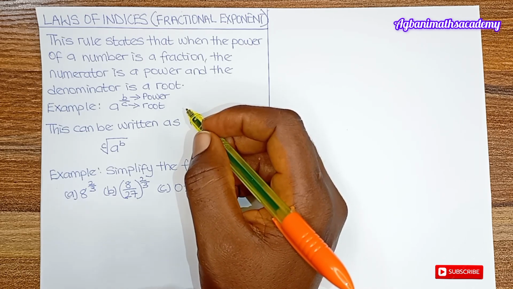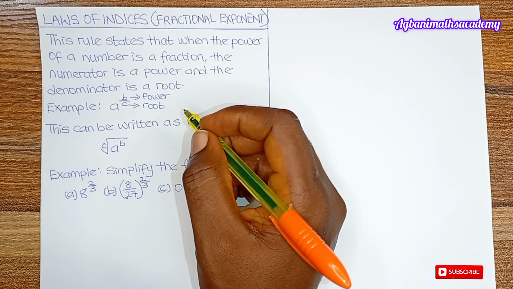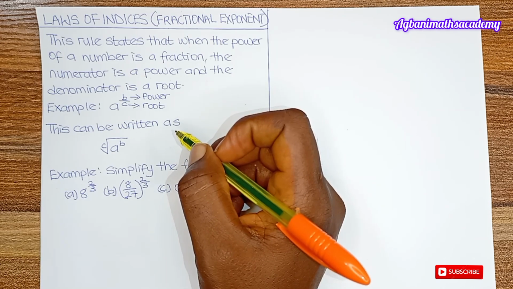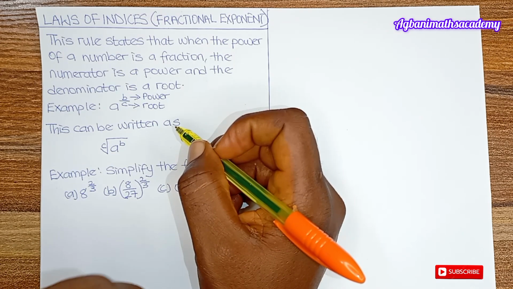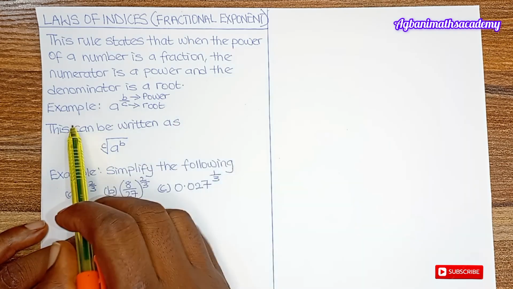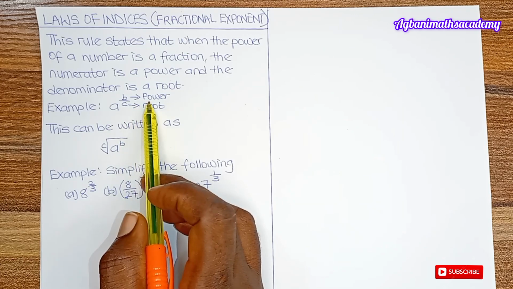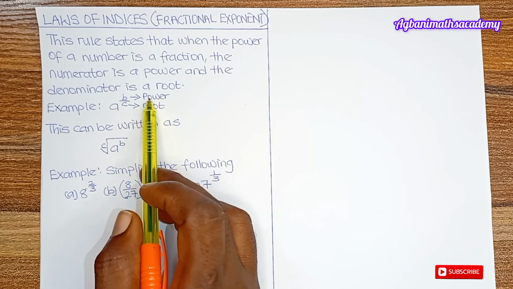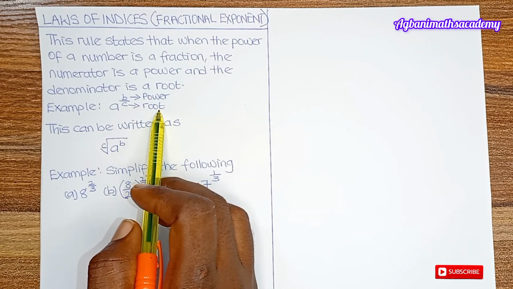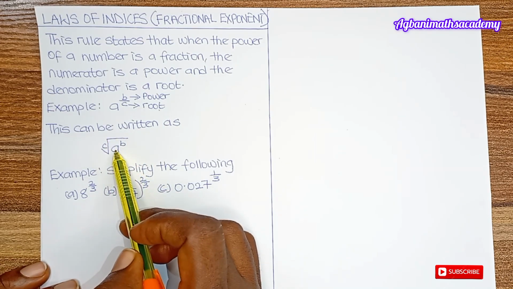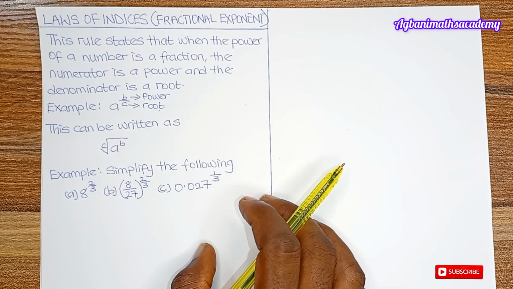Whenever you come across any indices whose exponent is a fraction, what this rule simply states is that the numerator of that fraction is a power and the denominator of that fraction is a root. So if we look at an example, a to the power of b all over c. Here, b is a power and c is a root. This can be written as the c-th root of a to the power of b. So this is just an alphabetical representation of what we have.